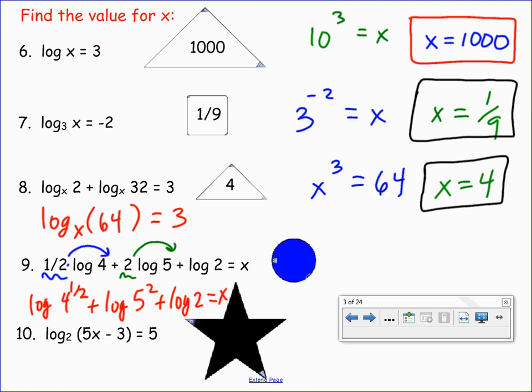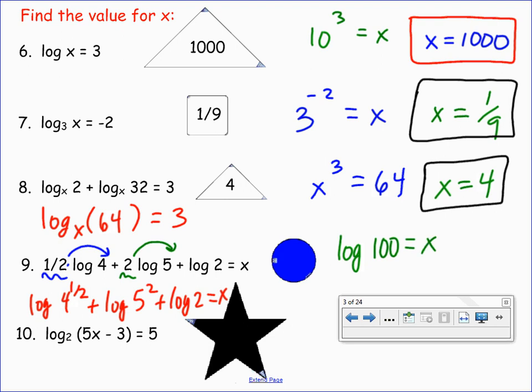Now that I have coefficients of one on my logarithms, I can condense to a single log, and an addition of individual logs will result in the log of a product. Yes, that's right. We're going to multiply all those inputs together and rewrite it as a single log. Let's do it. I get log of, ready? 4 to the 1/2 is, the square root of 4 is 2. 5 squared is 25, so 2 times 25 is 50, and then times 2 is 100. So I'm getting log of 100 equals x.